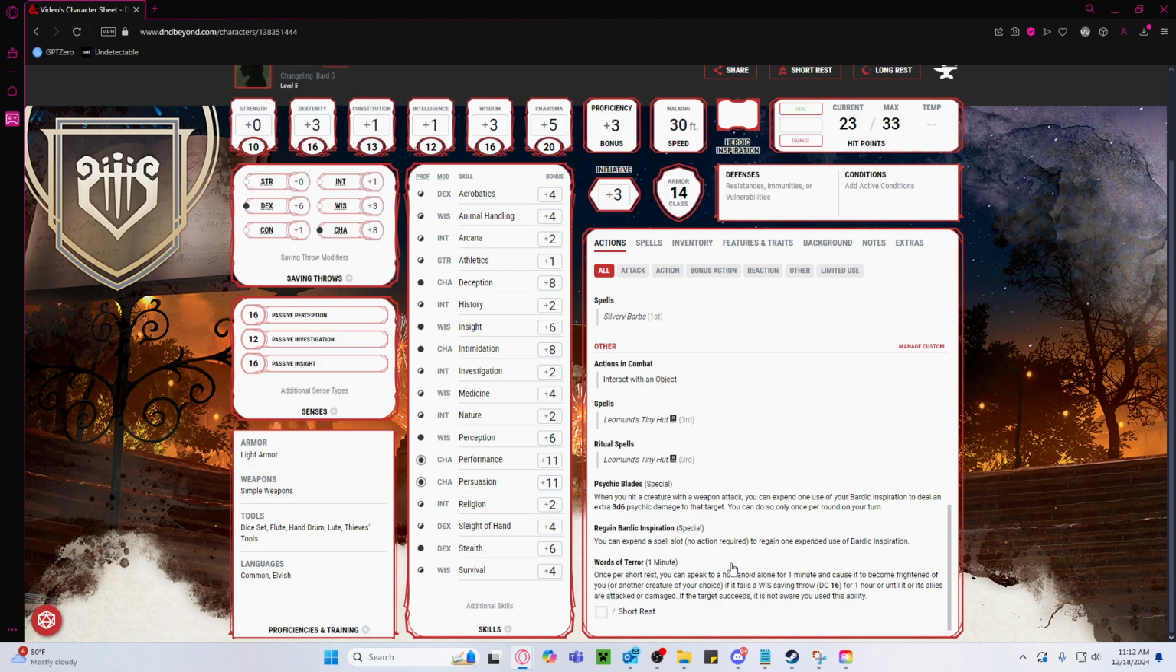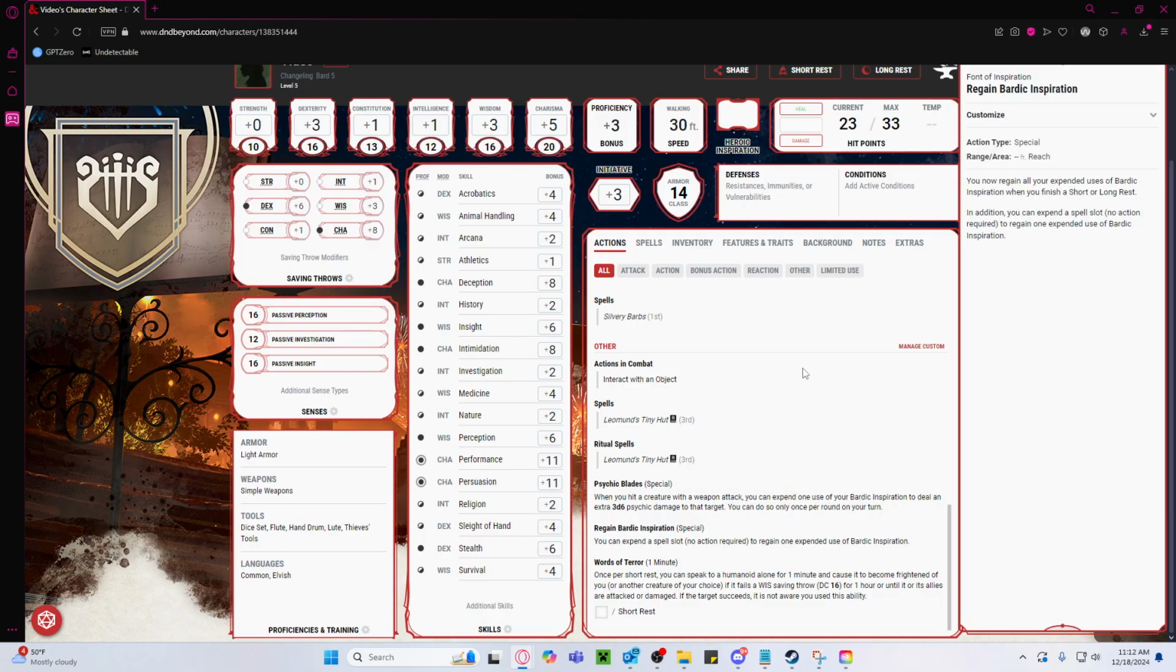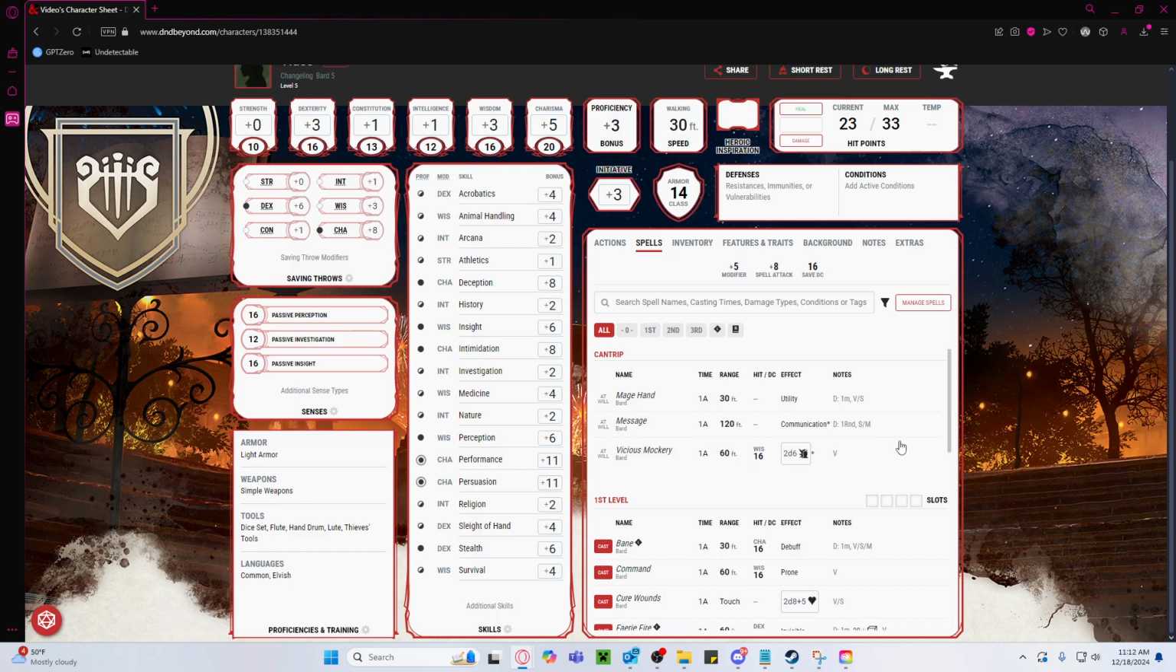And then this just kind of gives you some of the other stuff. So if I wanted to do any of these as an action, I could, so long as it says like you can only do this once per round. Here we have our spells.